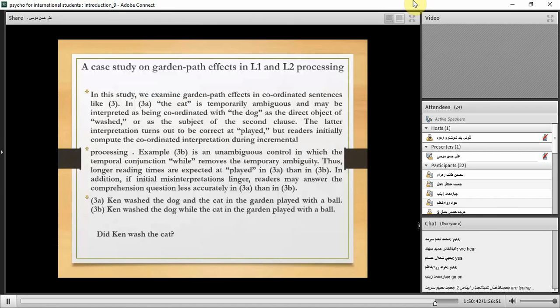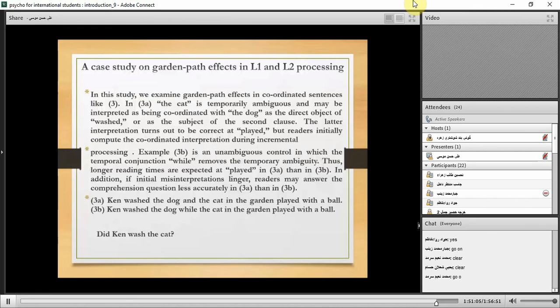Okay, doctor, yes. So, an unambiguous control containing the comma, but in a self-paced reading experiment, both L1 and L2 showed longer reading times at the disambiguating verb as evidence of a garden path effect. Woods and Nicol also examined offline comprehension and found some evidence of lingering misinterpretation.